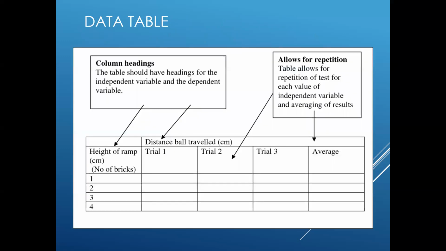Take a look at this example. Columns go up and down. The columns get a heading. So for example, they were measuring height in centimeters. The unit was in parentheses. Here are the trials. They get headings. And the entire table has a heading above here where it says distance the ball traveled. Okay, so you leave room for multiple columns for multiple trials, and a lot of times we'll be doing averages. So it allows for repetition and averaging. Pretty straightforward stuff.